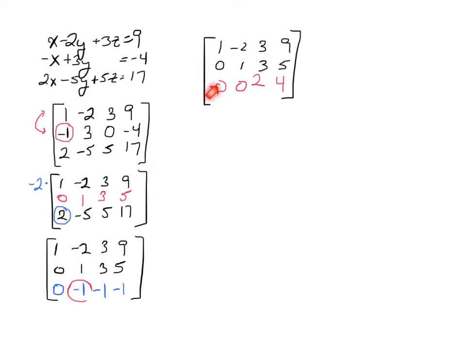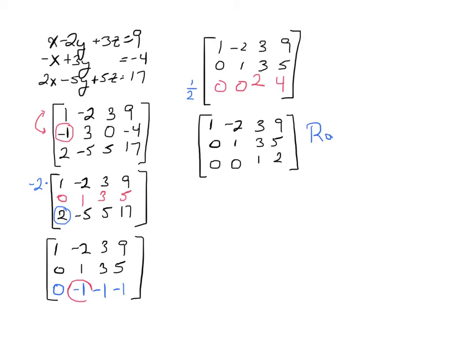We've got our zeros here, but we need leading ones. We've got a leading one in the first row, a leading one in the second row, but we need a leading one in the third row. So the way we do that is we can multiply the third row by 1/2. And now we've got 1, -2, 3, 9, 0, 1, 3, 5, and 0, 0. 1/2 times 2 is 1, and 1/2 times 4 is 2. So here is our matrix in row echelon form.